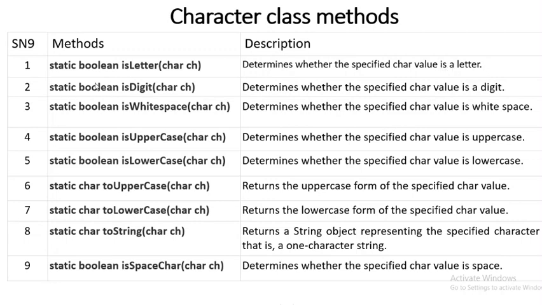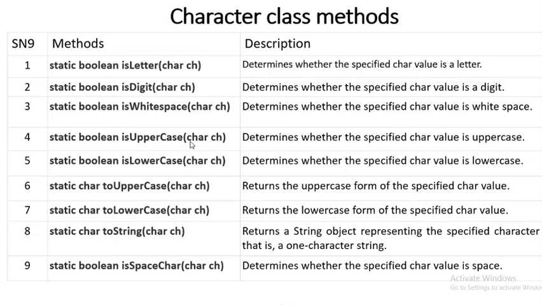Next, the return type is boolean, isDigit(char ch). If this ch is a digit, the return will be true, otherwise false. Boolean return type, isWhitespace(char ch). If this ch is holding a white space, that is a space, the return will be true, otherwise false.